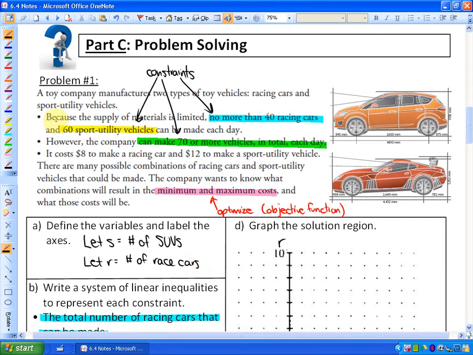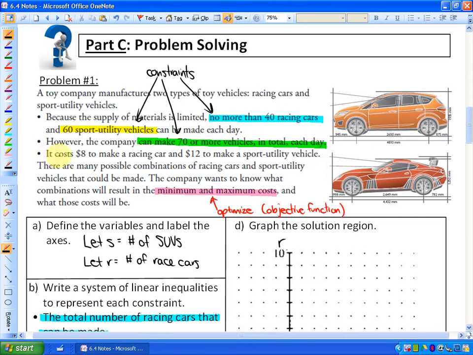The first bullet here says, because the supply of materials is limited, no more than 40 racing cars and 60 sport utility vehicles can be made each day. So there are actually two constraints as defined in the previous lesson. One constraint is they can't make any more than 40 racing cars. Another constraint is that they can't make any more than 60 sport utility vehicles. Bullet 2 says this, however, the company can make 70 or more vehicles in total each day. So there's another constraint. They can make 70 or more vehicles in total each day.